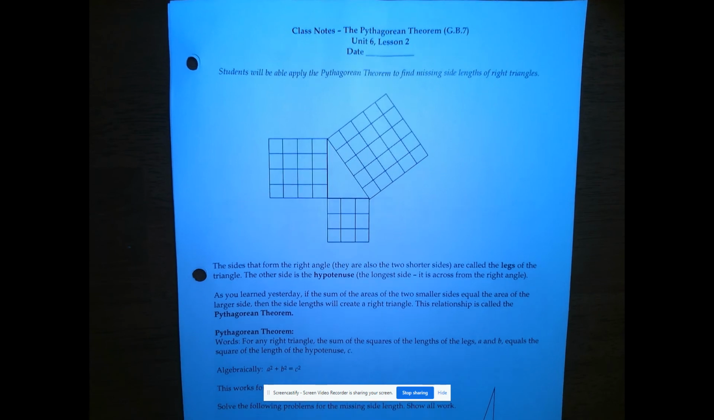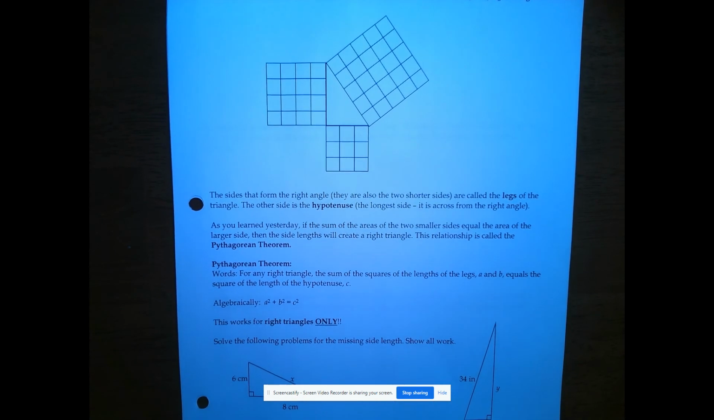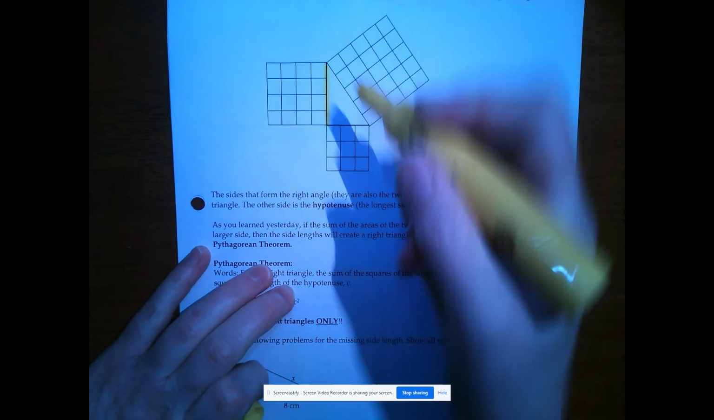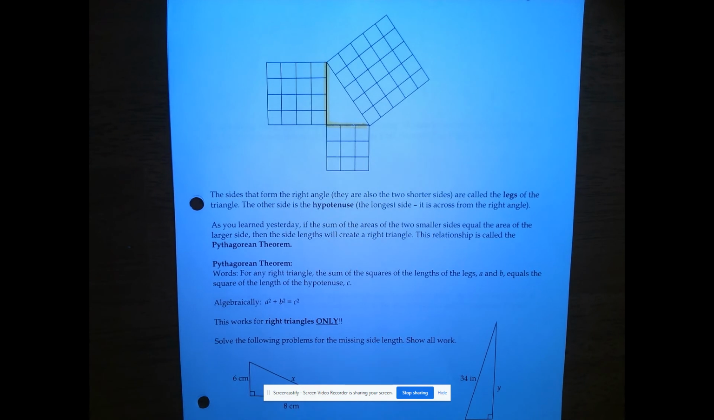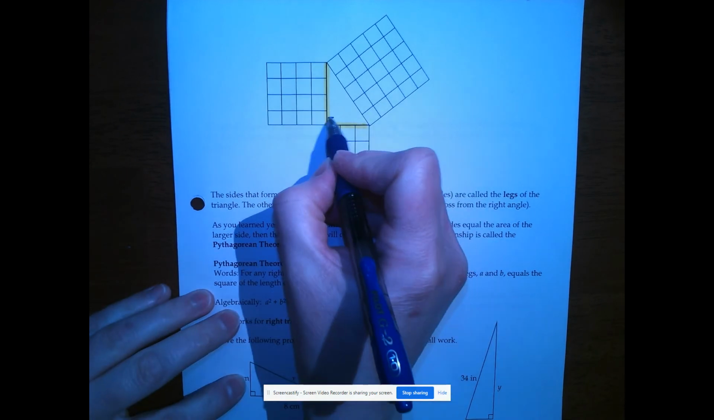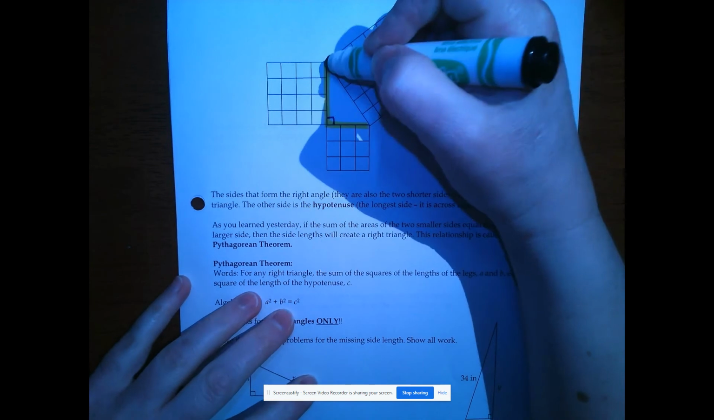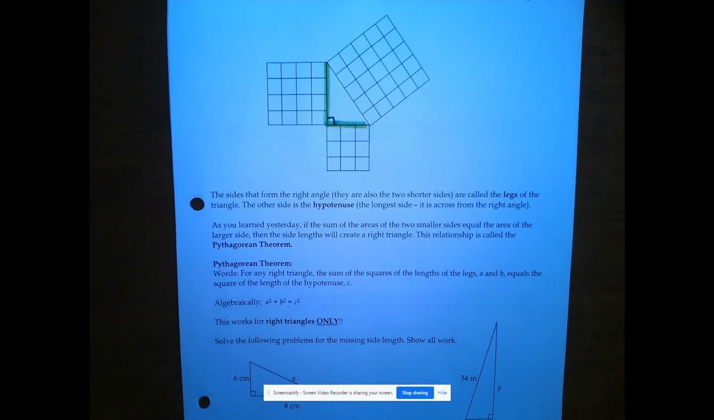The sides that form the right angle, also called the two shorter sides, are called legs. So when we look at the triangle here, this is a leg and this is a leg because they are the two shorter sides of the triangle with the right angle in between. They are the ones that create the right angle. On this triangle, the two short sides are 3 units and 4 units.